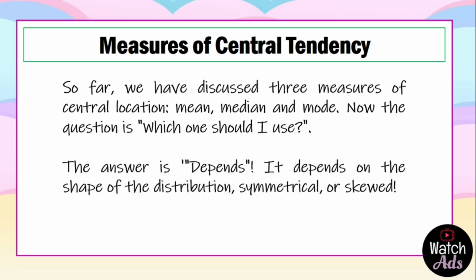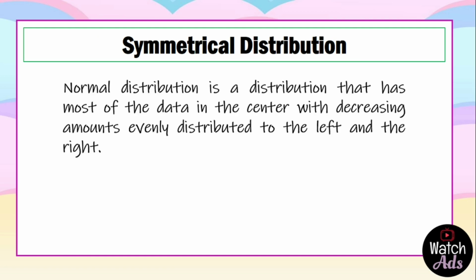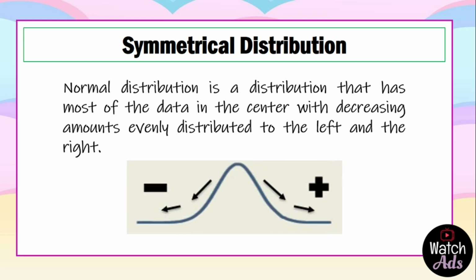So far, we have discussed 3 measures of central location: mean, median, and mode. Now the question is, which one should I use? The answer is, it depends. It depends on the shape of the distribution, whether it's symmetrical or skewed. A symmetrical distribution or normal distribution is a distribution that has most of the data in the center with decreasing amounts evenly distributed to the left and the right. This is what a normal distribution or symmetrical distribution looks like.